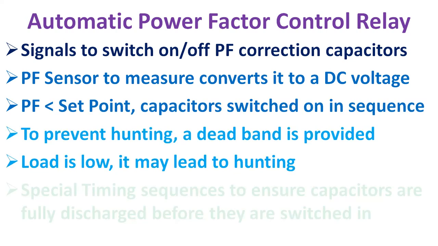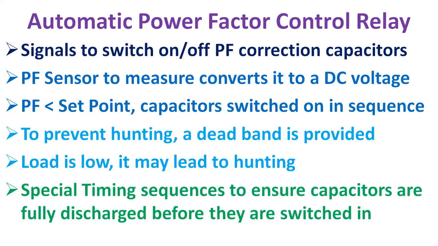The relays are provided with first in, first out, or first in, last out sequences. The capacitors controlled by the relay must be of the same rating and they are switched on or off in linear sequence. To prevent overcorrection hunting, a deadband is provided. This setting determines the range of phase angle over which the relay does not respond. The relay acts only when the power factor goes beyond this range.